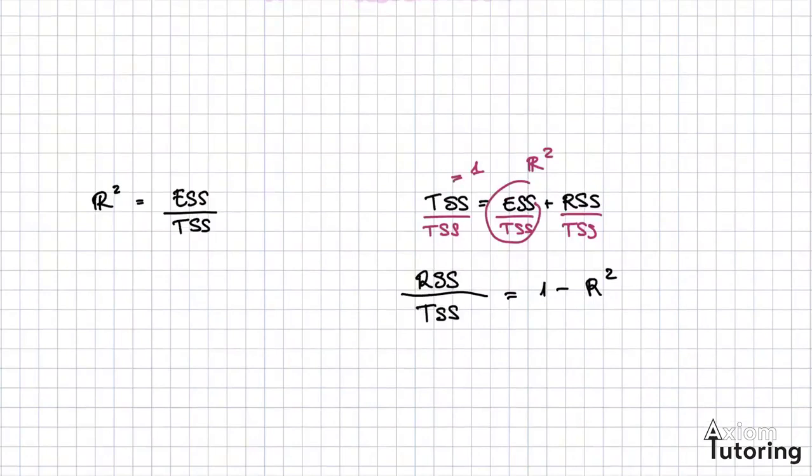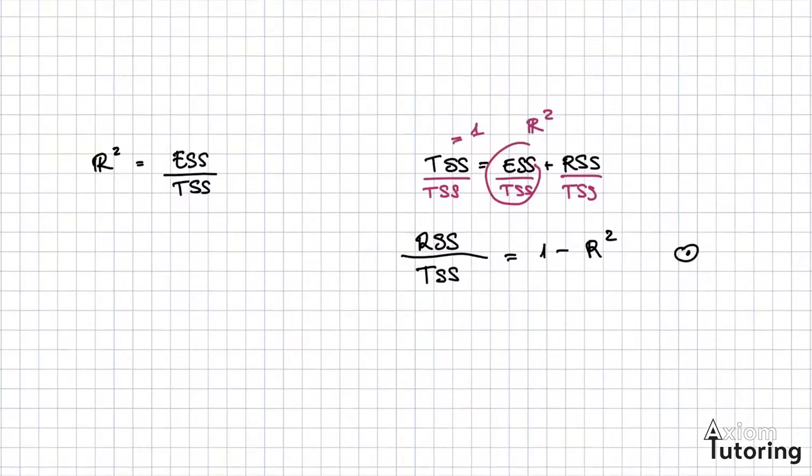So based on this new representation that I'm seeing here, the R squared tells us how much variation is explained, and then 1 minus R squared tells how much is left unexplained. But keep in mind, both are fractions of the total variation.